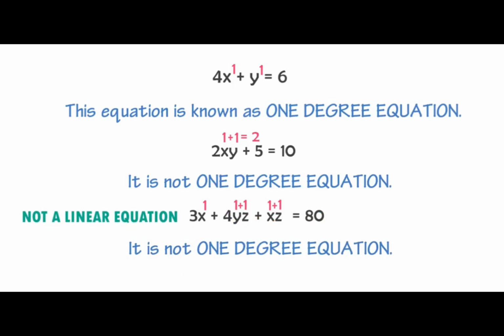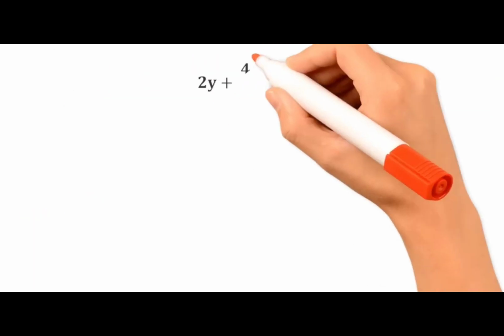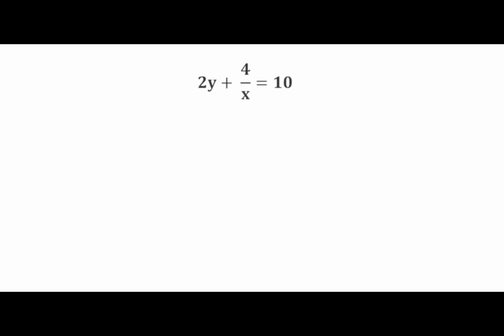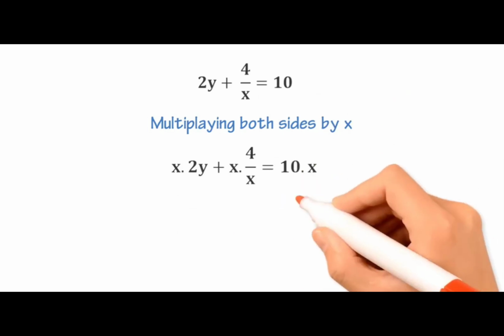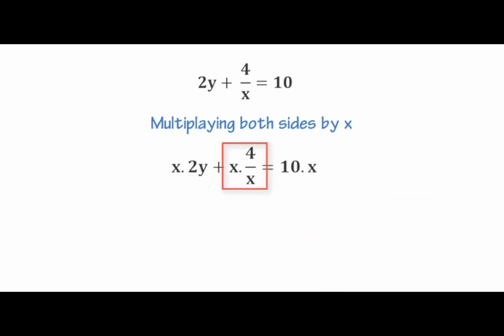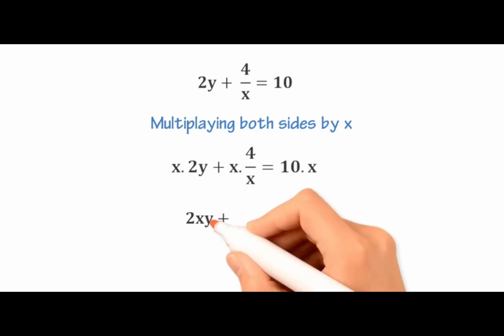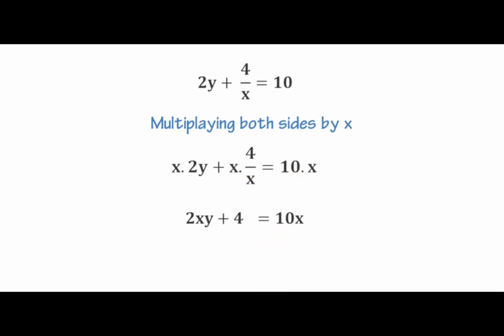Similarly, if I write 2y plus 4 upon x equals 10. Can you guess the highest power of this equation? Let me calculate it for you. To calculate this, we multiply both sides by x. We get x into 2y plus x into 4 upon x equals 10x. Here, x and x are cancelled out. As a result, we get 2xy plus 4 equals 10x.